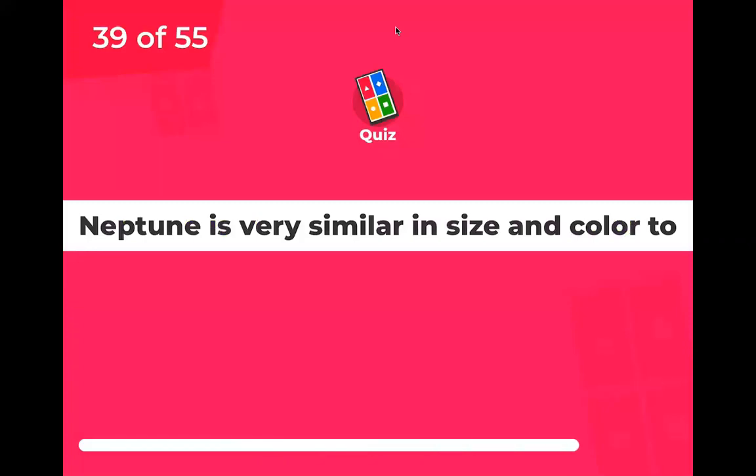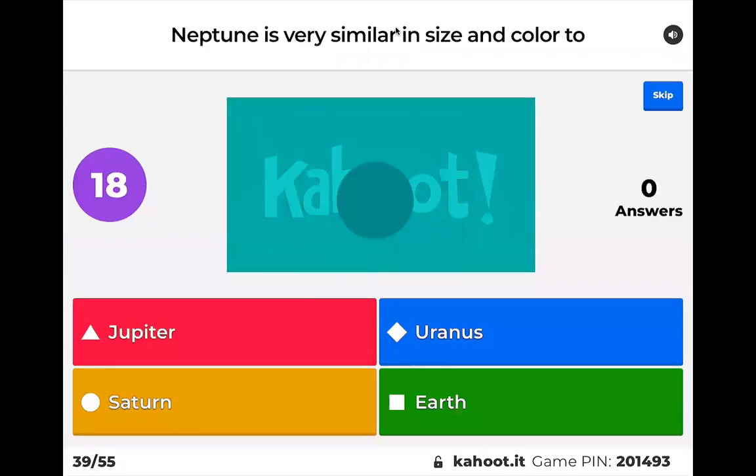Neptune is very similar in size and color to Jupiter, Saturn, Uranus, or Earth. Neptune is very similar in size and color to which planet? Think of what they're made of.